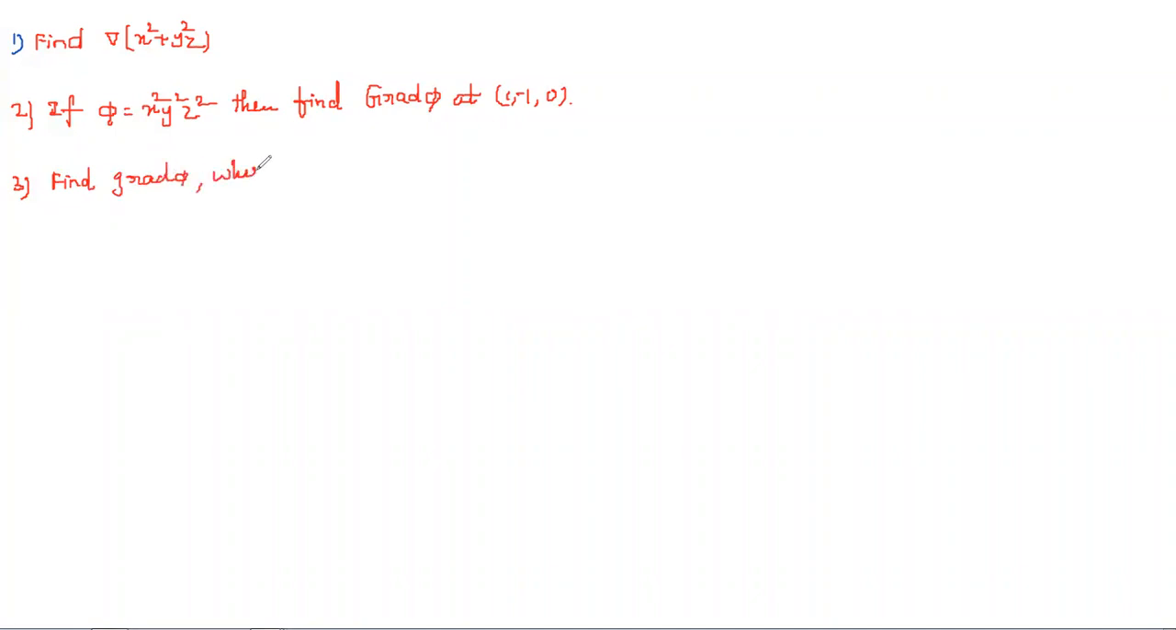Find grad phi where phi is equal to x cube plus y cube plus 3xyz at 1, 1, minus 2. In the same way, find grad phi where phi is equal to x square y plus y square x plus z at 1, 1, 1.